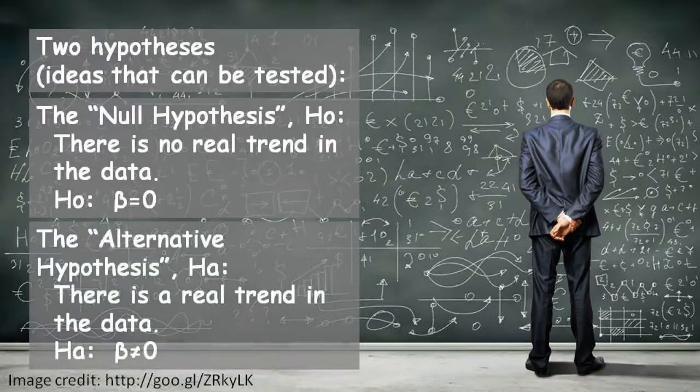The alternative hypothesis is that these data really do have a trend. We use the symbol HA for the alternative hypothesis. Again, my calculated value of b is non-zero, but in this case we are hypothesizing that it is far enough from 0 that beta, the real trend in the real world, is non-zero too. HA is that beta does not equal 0.